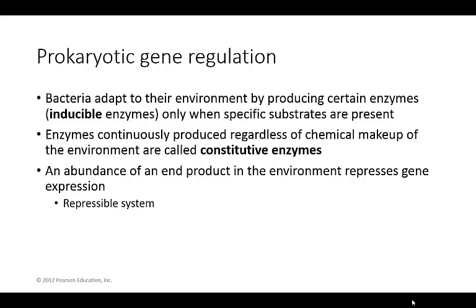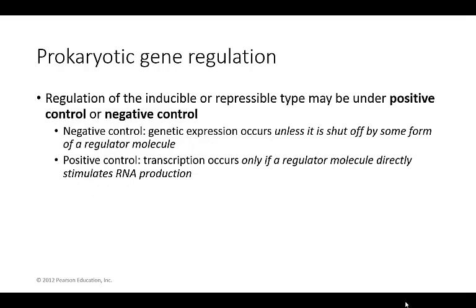Typically though, if you have a lot of an end product, a particular metabolic pathway or different pathways, maybe you have a lot in the environment, this will typically repress gene expression of that particular product. And this is known as a repressible system. Regulation of either of these types, either the inducible where a set of genes is turned on or repressible where a set of genes is turned off, themselves can be under positive control or negative control.